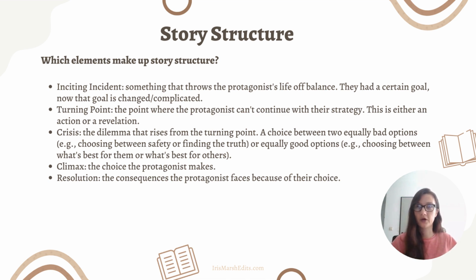Then that leads to a crisis. So this is the dilemma that rises from the turning point. This is a choice between two equally bad options. So for instance, choosing between safety or finding the truth, or two equally good options. So choosing between what's best for themselves or what's best for others.